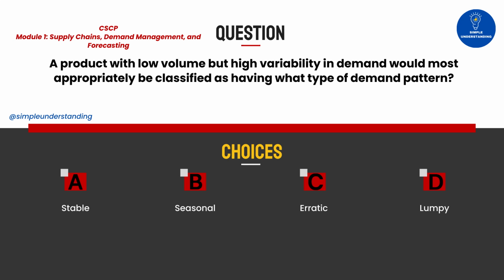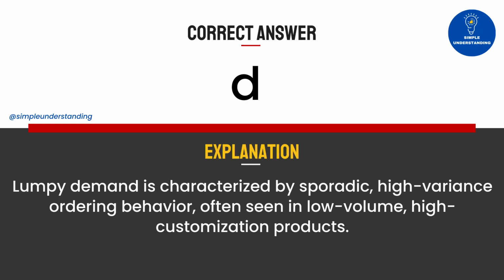2. A product with low volume but high variability in demand would most appropriately be classified as having what type of demand pattern? A. Stable. B. Seasonal. C. Erratic. D. Lumpy. Correct answer, D. Explanation. Lumpy demand features sporadic and unpredictable ordering, common with custom or niche products.